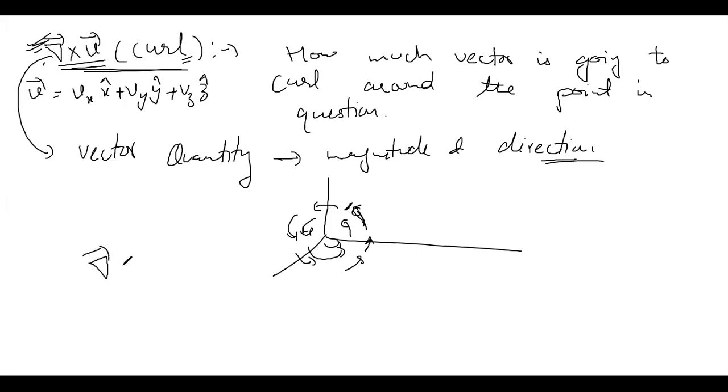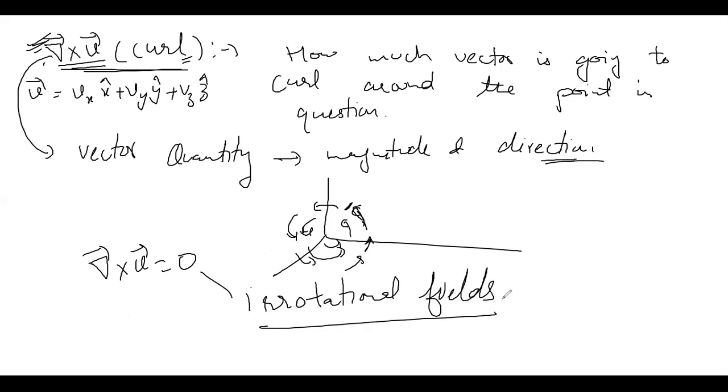If you have this equal to 0, that means the curl is 0. If the curl is 0, that means there is no rotation in the field, and those fields are called irrotational fields. For any vector field, for example, if you have electric field or magnetic field or any vector field, even if it is velocity, if the curl of that vector is 0, that means there is no rotation in that vector, and that particular kind of fields are called irrotational fields.